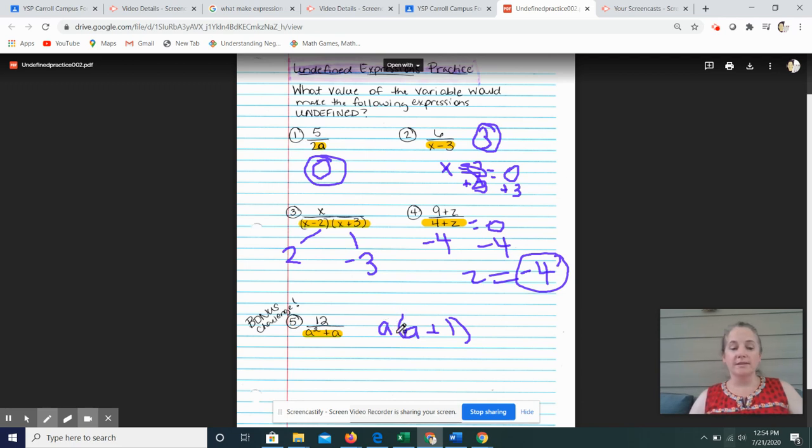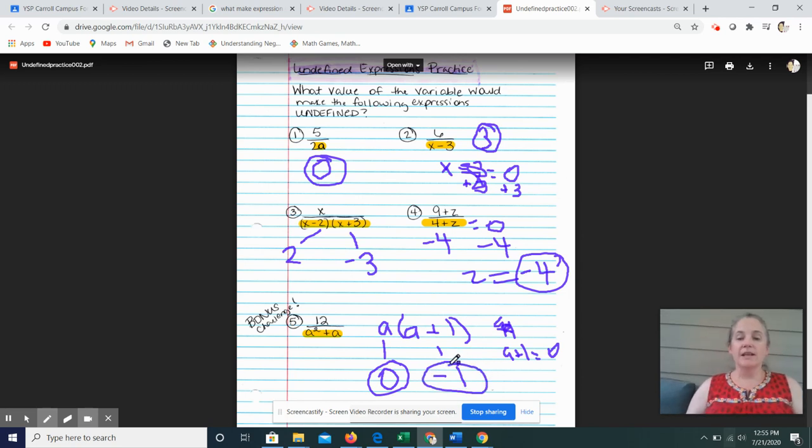So either this amount or this amount needs to be 0. So a would make it 0, because no matter what this was, when you multiplied it by 0, it would be 0. And then what would make a plus 1 equal 0? That would be a -1, right? If you set a plus 1 equal to 0, you would subtract 1 from both sides, so that would be -1. So those are the two amounts that would make that one undefined.